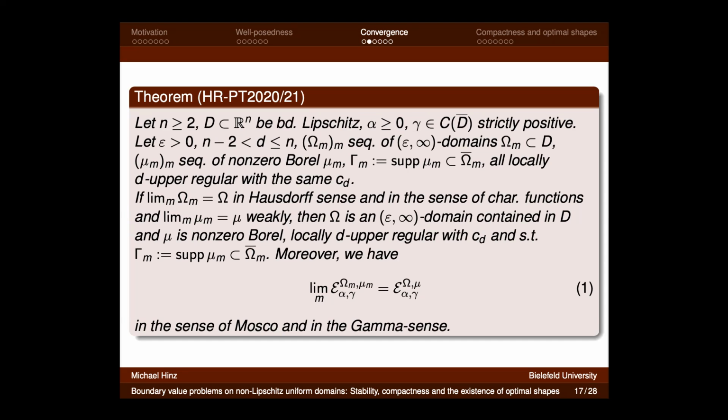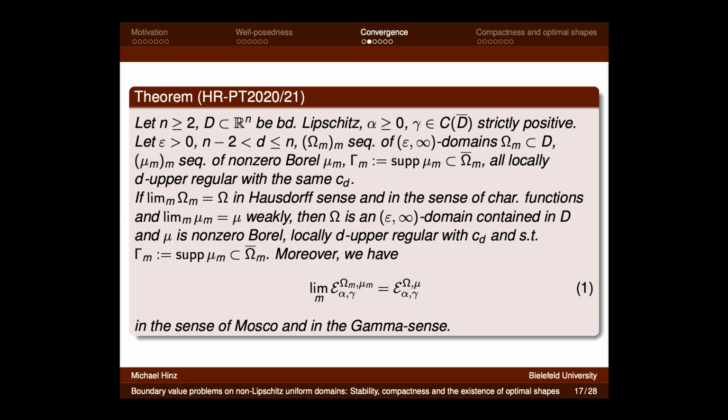So if n is greater than or equal to 2, and D is a bounded Lipschitz domain, so the confinement we assume to be Lipschitz, the coefficients alpha and gamma are reasonable, and epsilon is some parameter greater than 0. So I will talk about some specific domains here. I will give the definition on the next slide. So we will be a bit more specific. We will not just talk about W12 extension domains, but a more strictly parameterized family of domains.